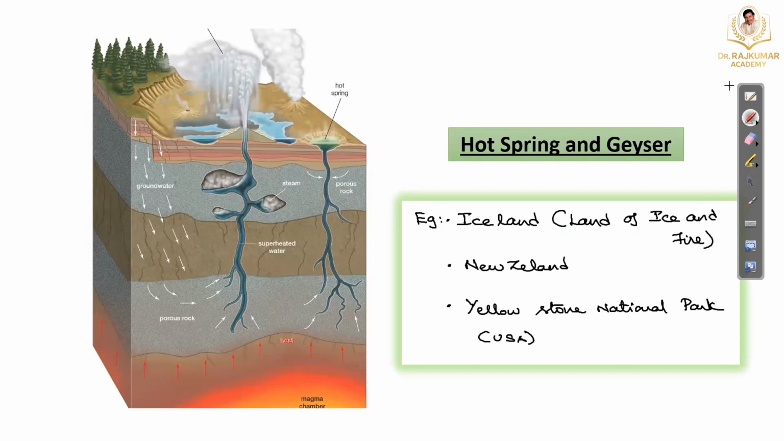Now the question is, hot spring and geyser, what is common between them? Both are warm waters. Both are hot waters. But what exactly is the difference? When this hot water comes to the surface without pressure, you call it a hot spring. If it is coming with pressure, you call it a geyser. That's the reason. The definition itself: a pressurized hot spring is called a geyser.